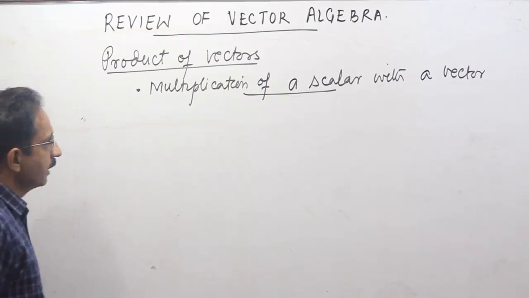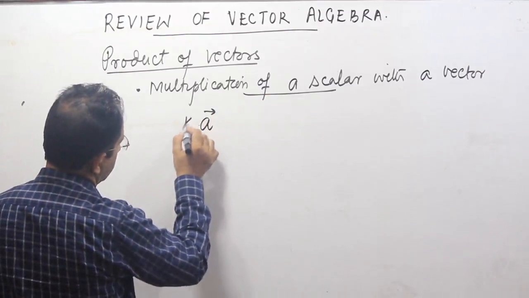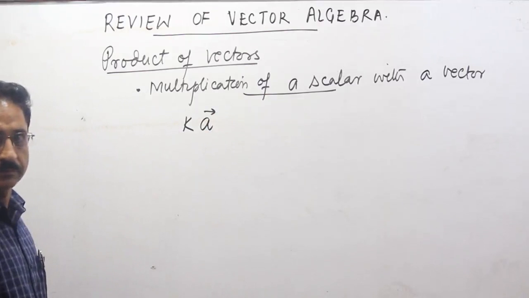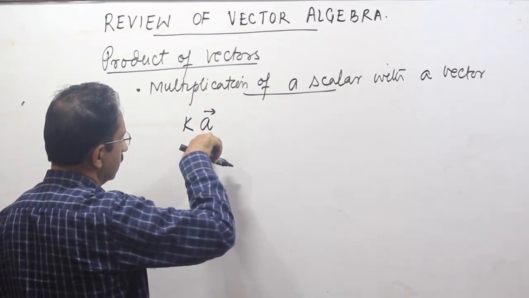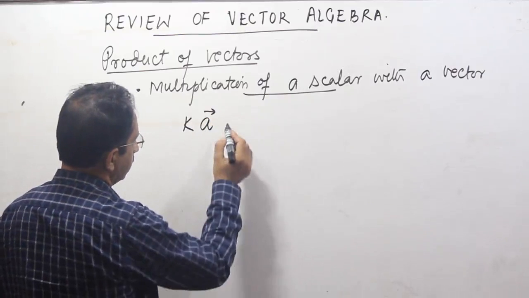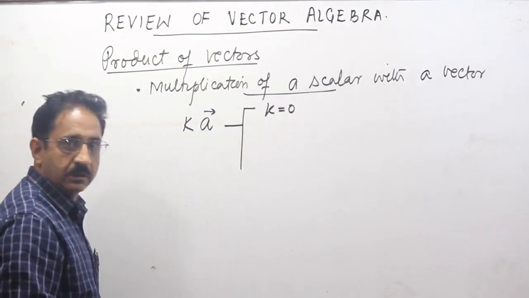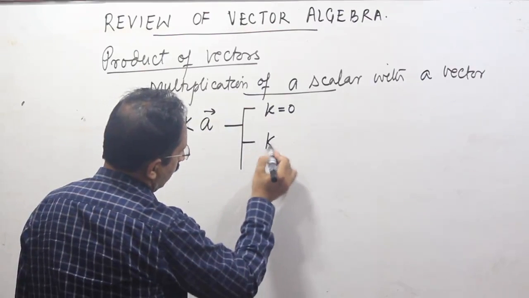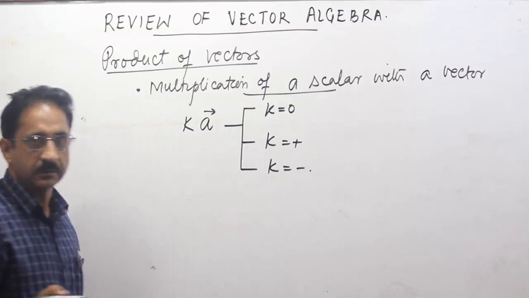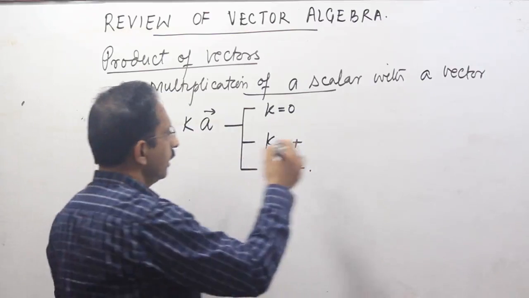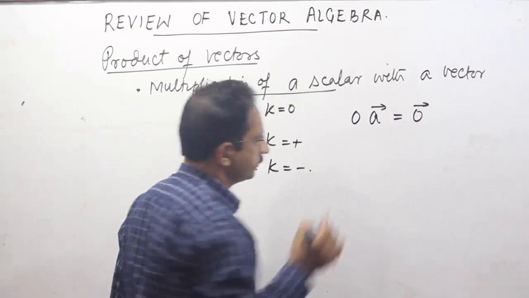Start from here. If we have a vector a and I multiply this a by a scalar k, obviously a scalar has no direction. This has a direction. What are the possibilities which arise? Is k zero, is k a positive scalar, or is k a negative scalar? If k is zero, then 0 multiplied to a will be a zero vector.